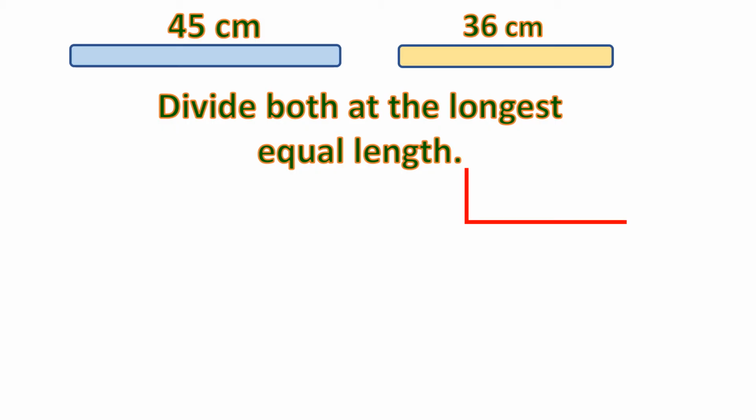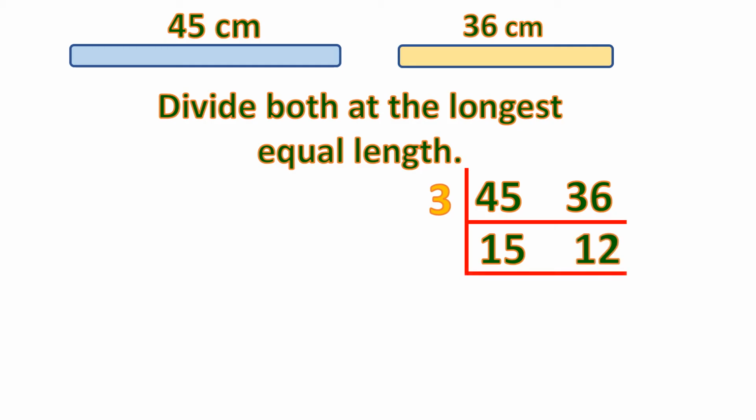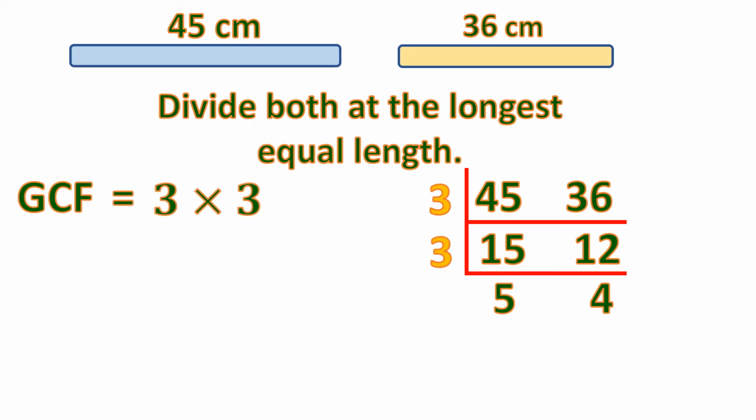So let's solve this. We have 45 and 36 and we're going to divide them. Both are divisible by 3. So 45 divided by 3 is 15. 36 divided by 3 is 12. Then let's continue dividing. 15 and 12 are both divisible by 3 again. 15 divided by 3 is 5. 12 divided by 3 is 4. So when you're solving for GCF, you just multiply the numbers on the left. So the GCF is equal to 3 times 3, that is 9. So the answer is 9 centimeters wide. So let's take another problem.